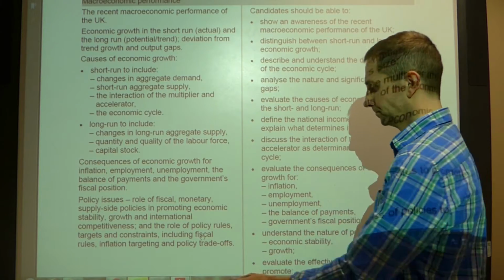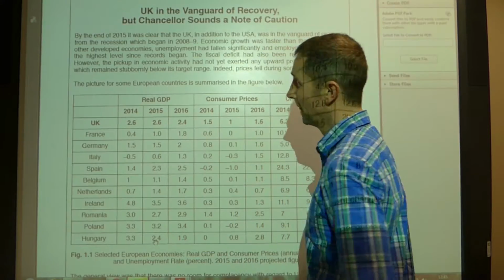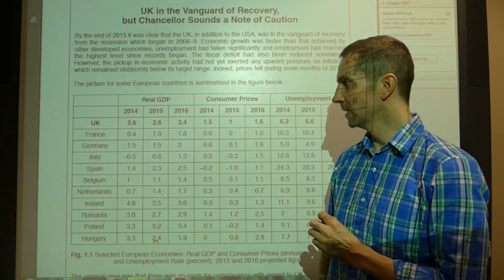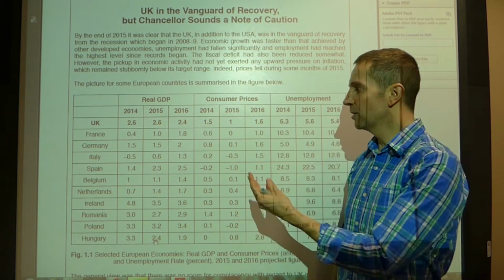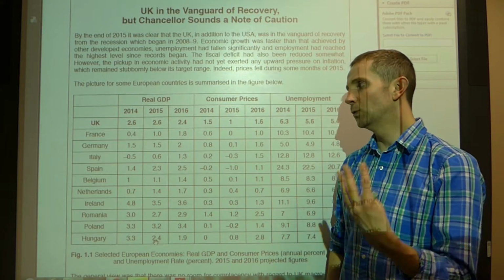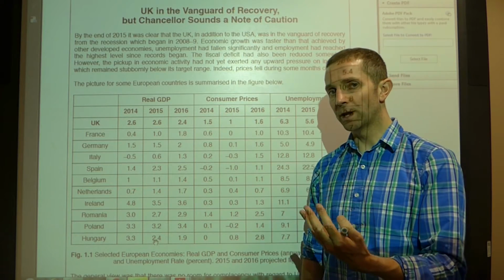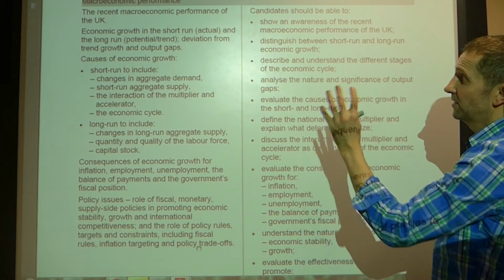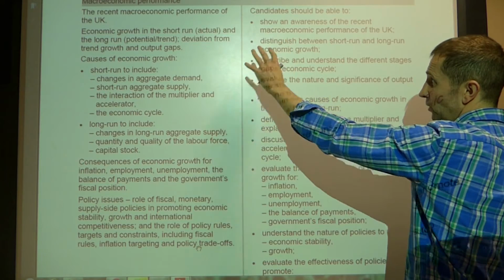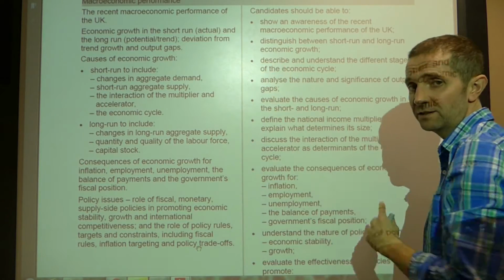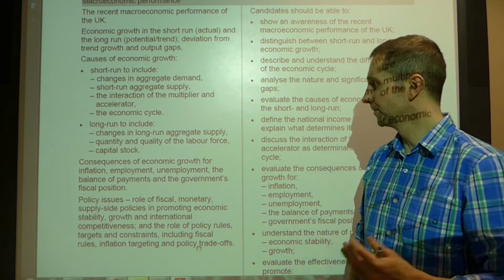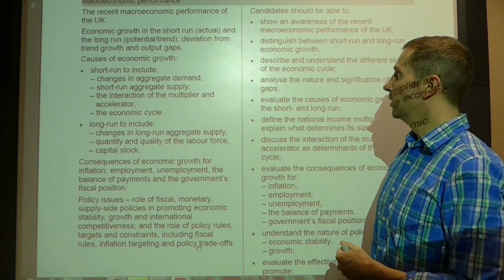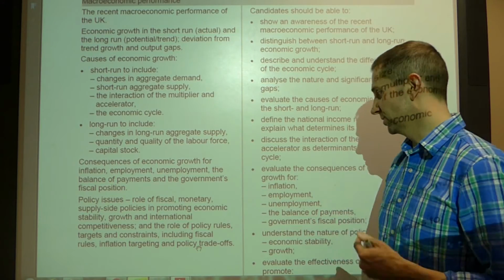Extract 1, in my opinion, is too long just to have a 4-mark question on it. So really we're looking at drawing out of this questions 1A and 1B. Question 1A, the 4-mark question, always tends to be something along the lines of distinguish, describe or define. And then our 6-mark question, question 1B, will be some type of analysis question.